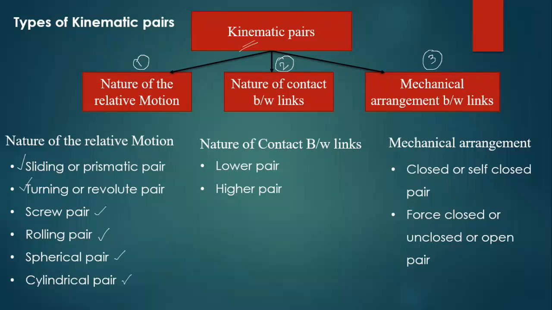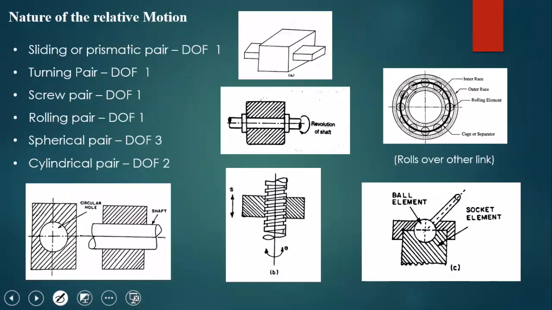Whereas the nature of contact between links is divided into two categories: one is the lower pair, the other is the higher pair. Then the third, mechanical arrangement between links, is divided into two major categories. One is the closed or self-closed pair, the other is the force-closed or open or unclosed pair. So let us discuss one by one.